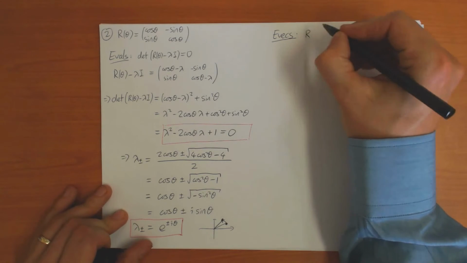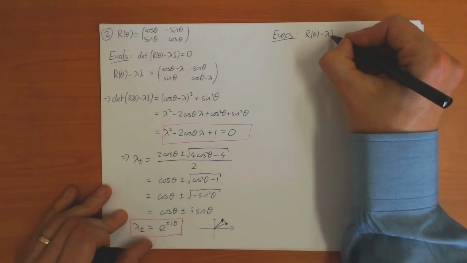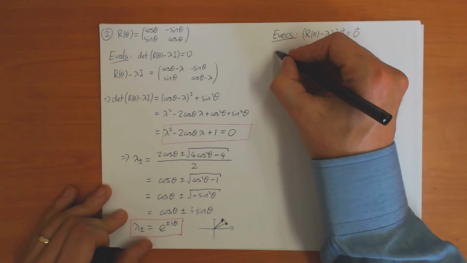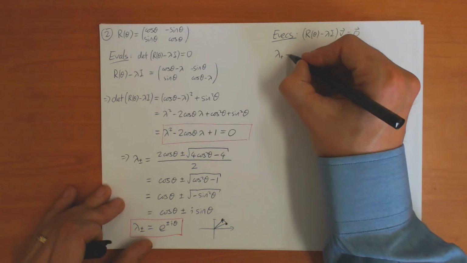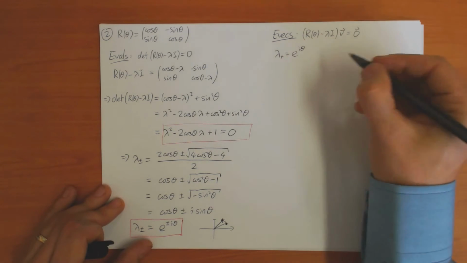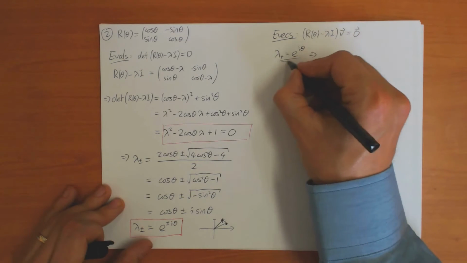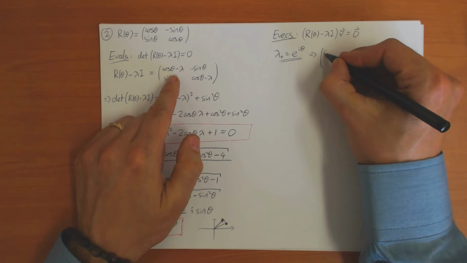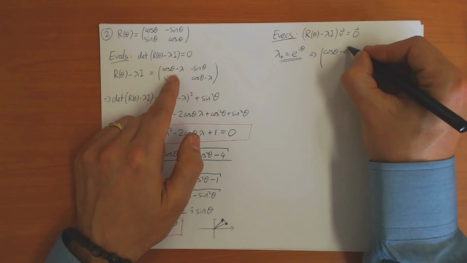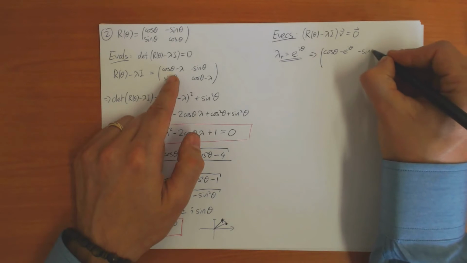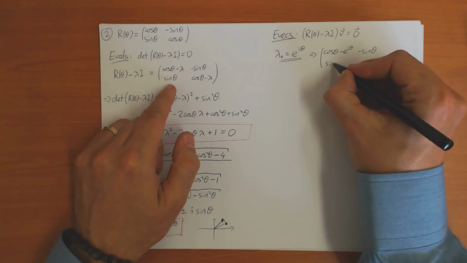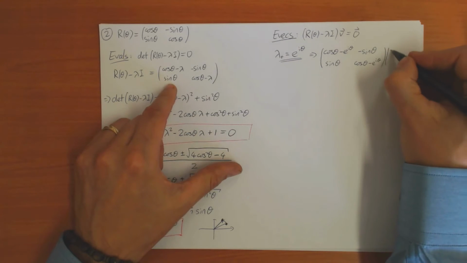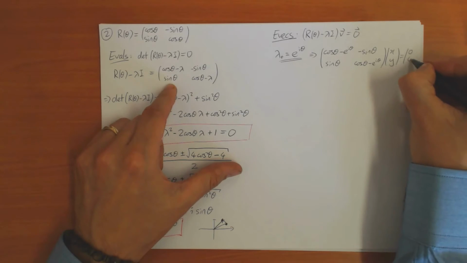That means solving the equation R theta minus lambda I times v equals 0. Okay, so first of all we'll do it for lambda plus, which is e to the i theta. So if I put e to the i theta in here, then I get cos theta minus e to the i theta, minus sine theta, sine theta, cos theta minus e to the i theta, times x, y is 0, 0.